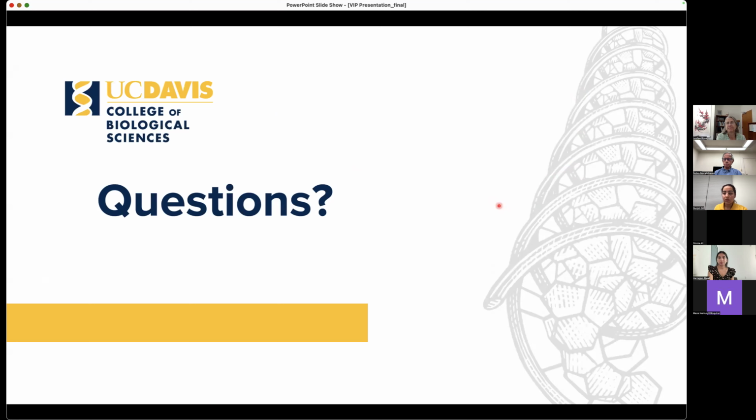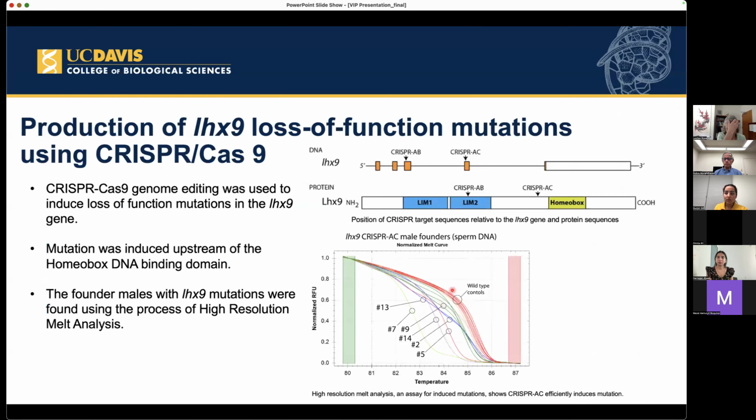I have a quick question. Regarding your CRISPR mutations, have you tried a comparison of, for example, your CRISPR AB or the CRISPR AC? I know you're targeting the homeobox region, but just as a comparison, would CRISPR AB have shown any kind of effect? The kind of melting studies that you have done to show that you're able to target the LHX9 gene.